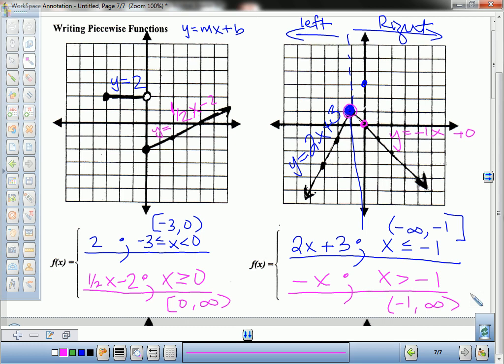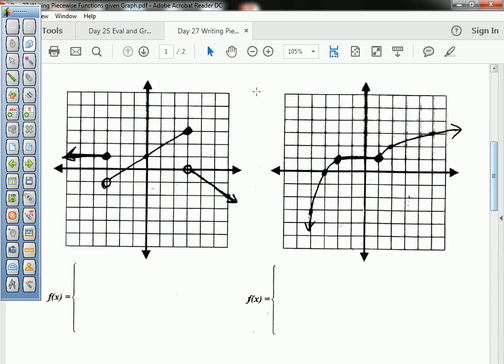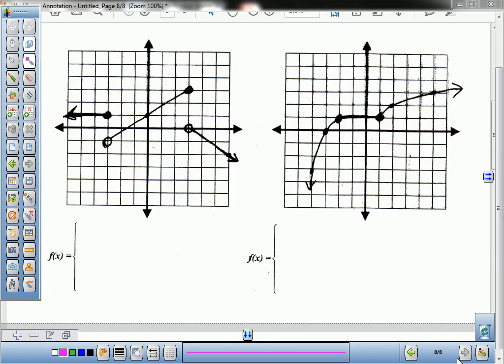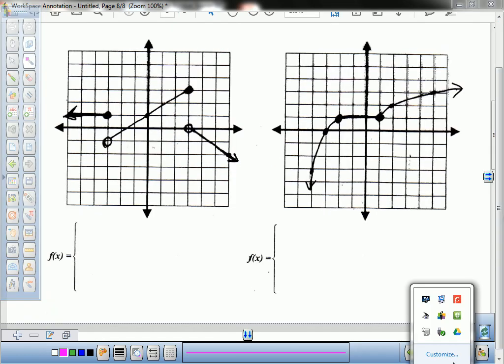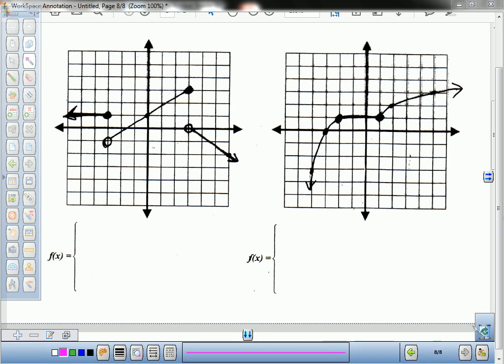Okay, the third problem. The third problem I would like to be a you try. Now the third problem will have 3 equations. But let's see what you can do with this. And if you need some help, you can let me know. Okay, so we have 3 little lines.